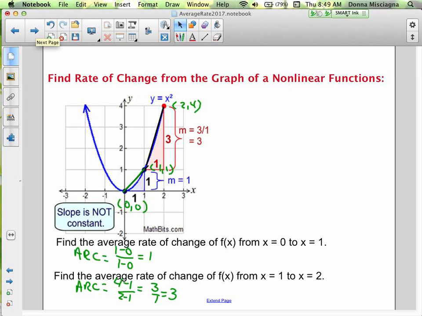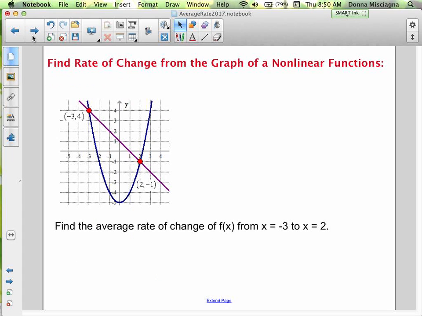Let's continue on and just look at some more functions. We're going to look at a variety of functions here. This one's in your notes. So notice here we can have our average rate of change go right through the middle of the function. That's okay. It's just the rate of change between those 2 points. It's not going to go around the curve. It's just the straight line average rate of change between the 2 points on the curve.